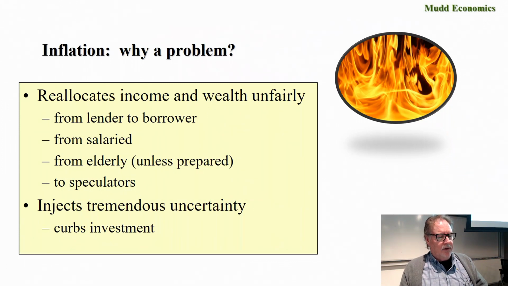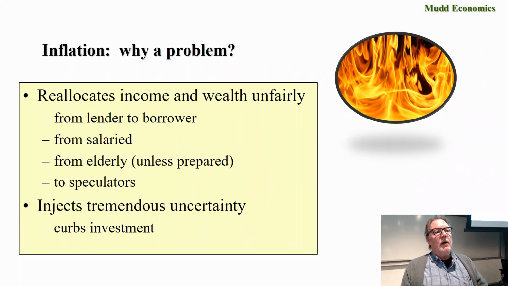It reallocates income and wealth from salaried people because salaries tend to lag the inflation rate. And so there's a real reduction in salaries adjusted for inflation. It tends to reallocate income and wealth from the elderly because of the way they hold their assets and because of their reliance upon established pension plans or a certain fixed feed from their retirement accounts, unless they are prepared for the inflation in their investment strategy.